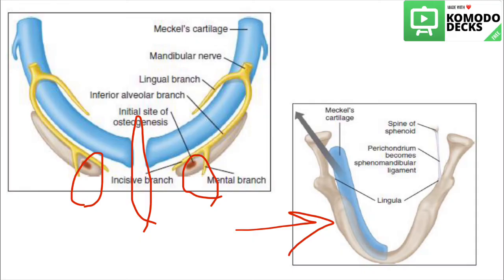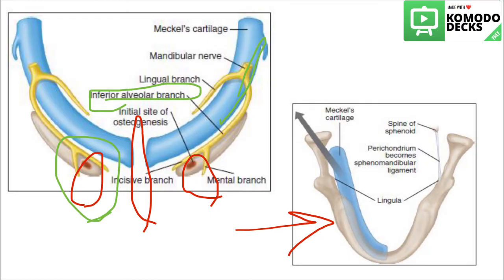Here is the division of the nerve. The nerve will divide into a mental nerve and an incisive nerve, the inferior alveolar nerve branches. Later on, the bone spreads anteriorly, backward, posteriorly and laterally, and it will start forming the mandibular symphysis.